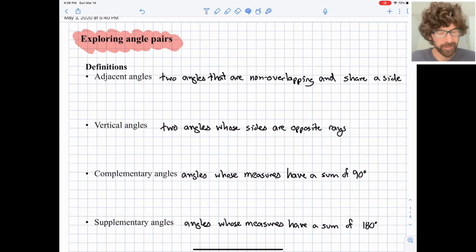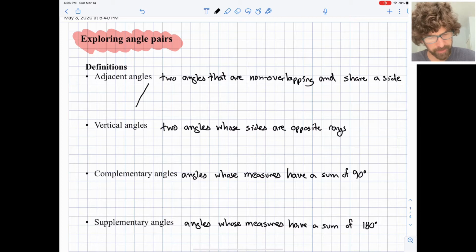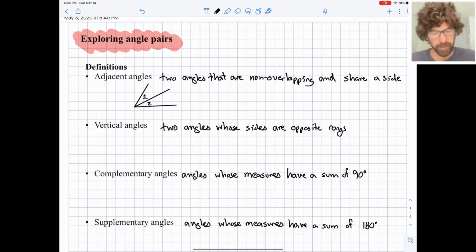So the first one, adjacent angles: two angles that are non-overlapping and share a side. Adjacent means next to. So two angles that are non-overlapping and share a side. I'll draw an example of two adjacent angles, and I will use just our brief number notation to highlight those. So angle 1 and angle 2 are adjacent angles.